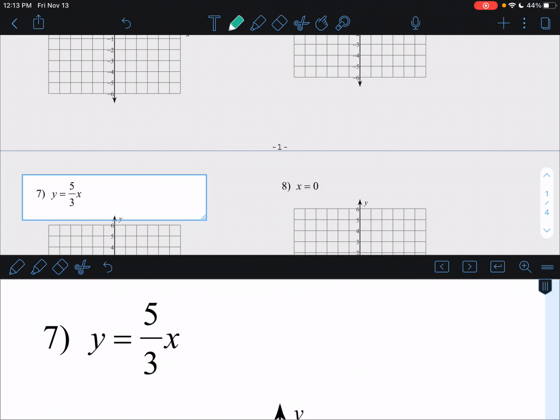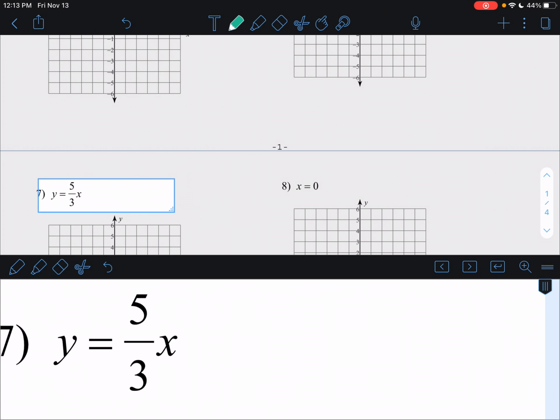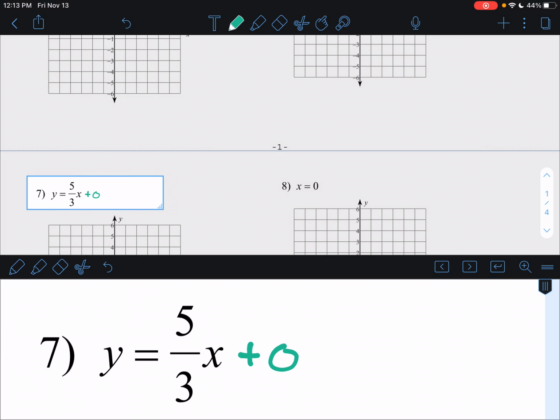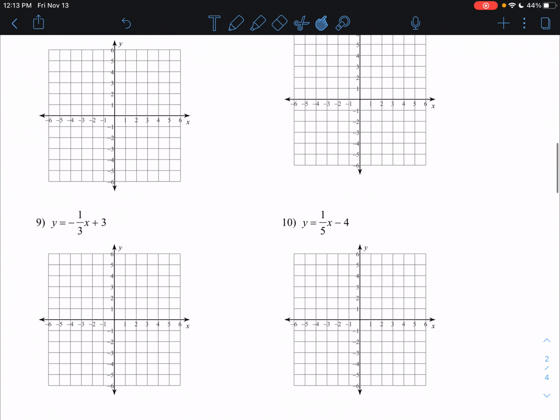For number 7 here, it's just y equals 5/3 x. We see there is no b value. It's plus 0, meaning that you're going to put your first point at 0 on the y-axis, and then your rise over run, you're going to be going up 5, right 3 to put your next point, and then there you go.